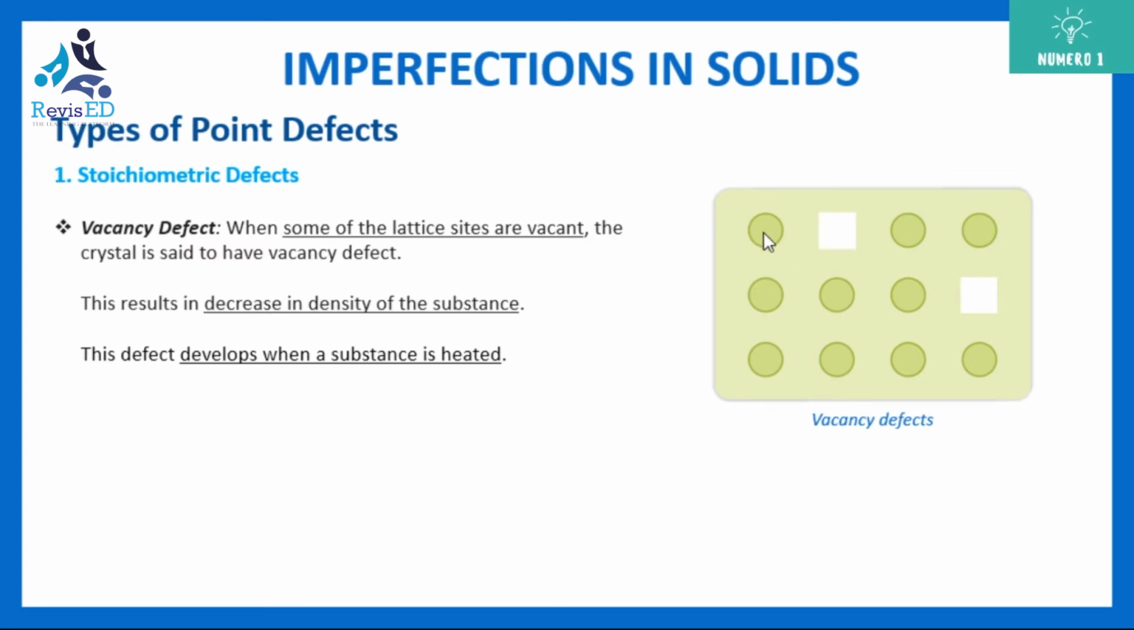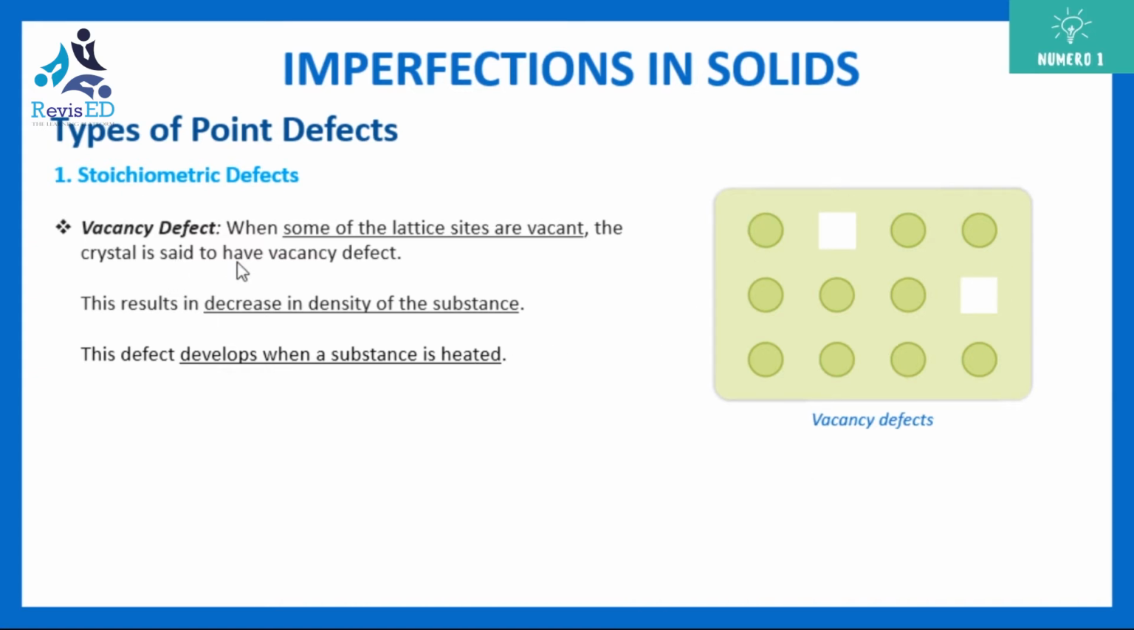Basically, this is the original lattice, 1, 2, 3, 4, all the spheres are there, but this sphere here is missing, as well as this sphere here. So this has the same volume as before, but the mass is going to be reduced. Hence, this vacancy defect results in a decrease in density of the substance, because mass is decreasing. Density is mass by volume. If mass is reducing, your density decreases. It usually develops when the substance is heated.